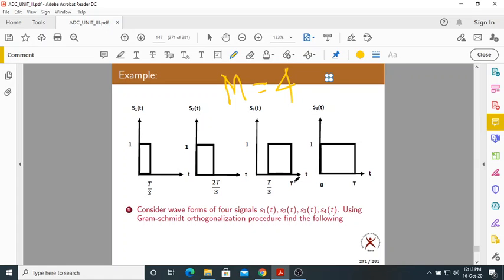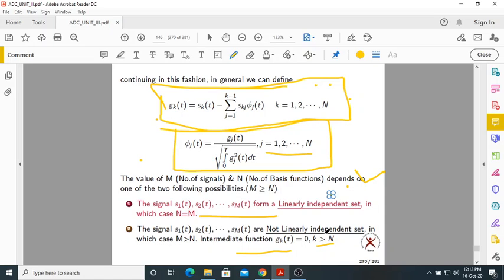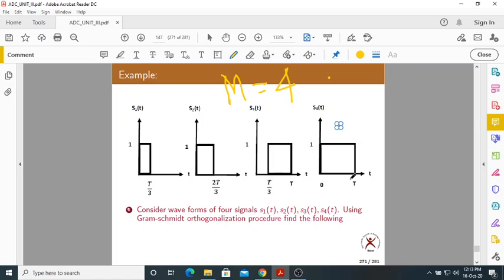Now I made a statement here: it depends upon the linear independent nature of the set of given m energy signals. What do you mean by that? Here S1 of t, S2 of t, S3 of t, S4 of t are given. Now how to get S4 of t? Just add S1 of t plus S3 of t. What will happen? Simple addition of 2 signals, and you get S4 of t. S4 of t is the addition of S1 of t plus S3 of t.